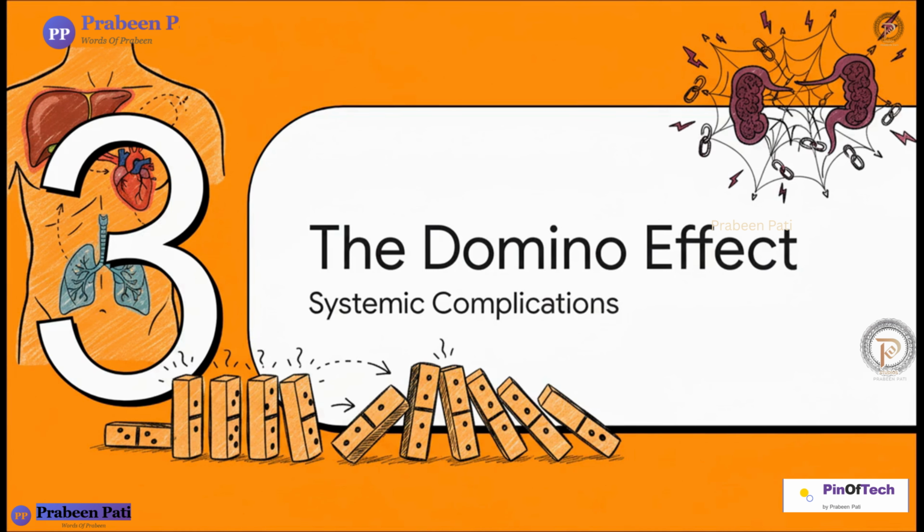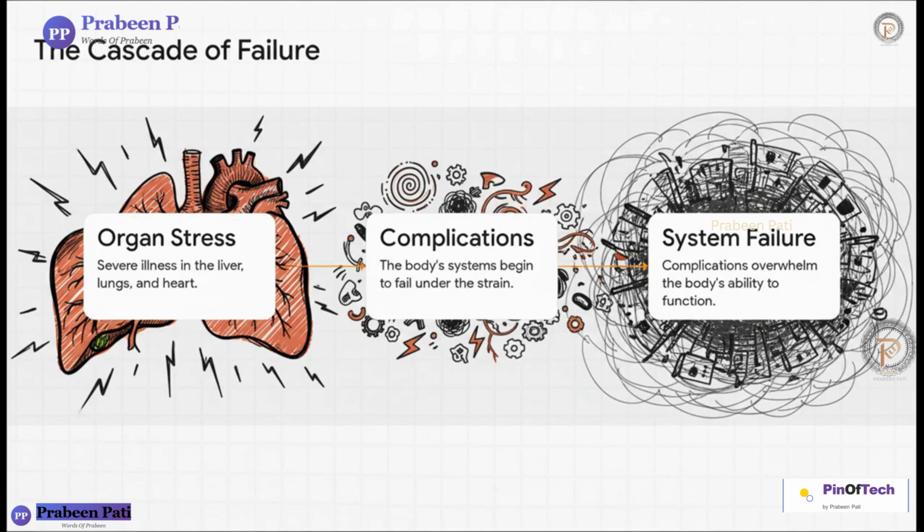So just take a second and picture this. You have the liver, the lungs, and the heart. 3 absolutely critical systems all under severe strain at the same time. In medicine, when these core systems get hit that hard, it can trigger a truly devastating chain reaction. This is what's known as the domino effect. You can really see that cascade right here.